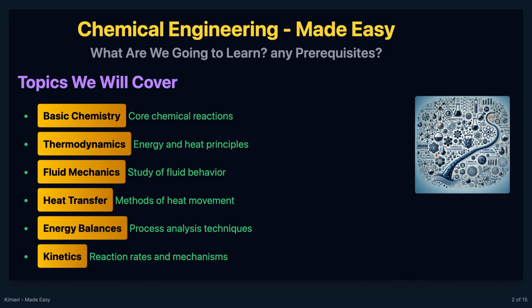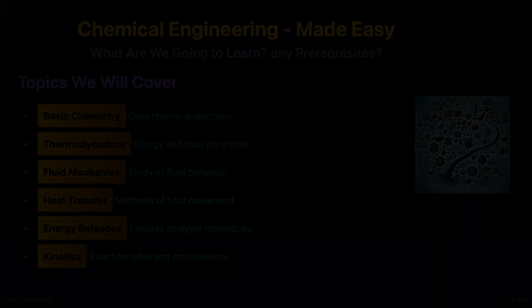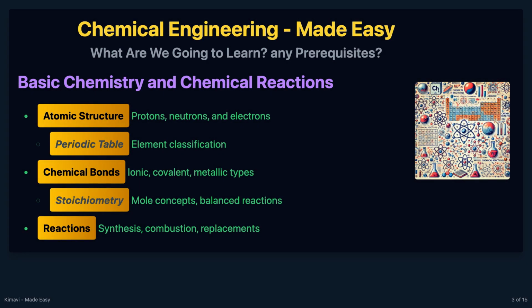In your first year, you will cover topics such as basic chemistry and chemical reactions, thermodynamics, fluid mechanics, heat transfer, material and energy balances, and chemical kinetics. Understanding chemical reactions is fundamental to chemical engineering. You will learn about atomic structure, the periodic table, chemical bonds, stoichiometry, and different types of chemical reactions.